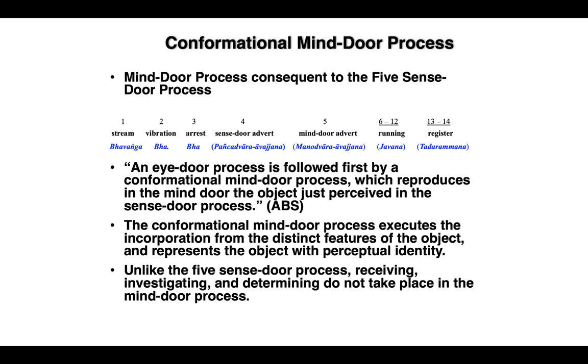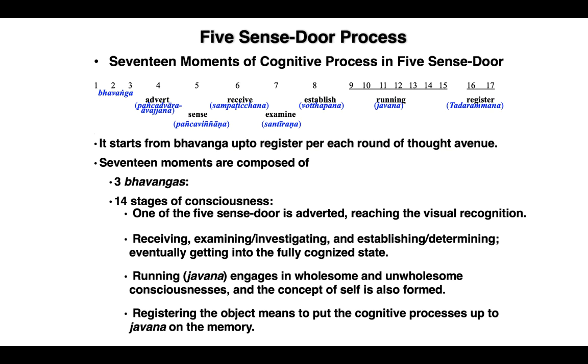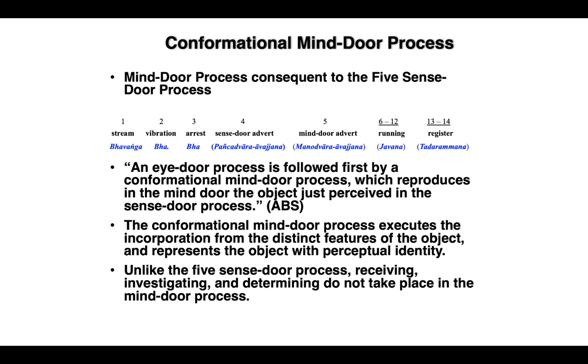Whenever you represent the phenomena, applying sense information for a particular purpose, those are examples of the mind door process. So Abhidhamma illustrates the transition from the five sense door to the mind door as an eye process followed first by a conformational mind door process, which reproduces the object just perceived in the sense door process in the mind door. Through your sense door process, you still do not recognize yourself to have a sense of that sensory object. Once the sense door process is followed by the mind door process, then you can describe your experience.